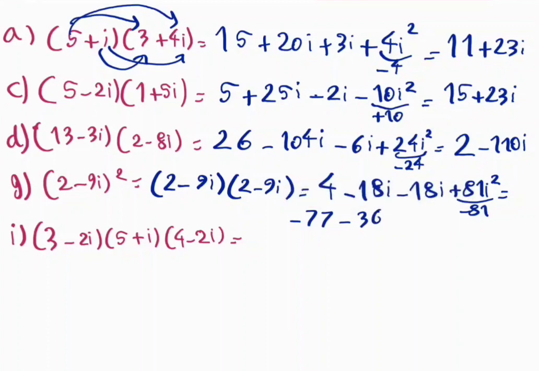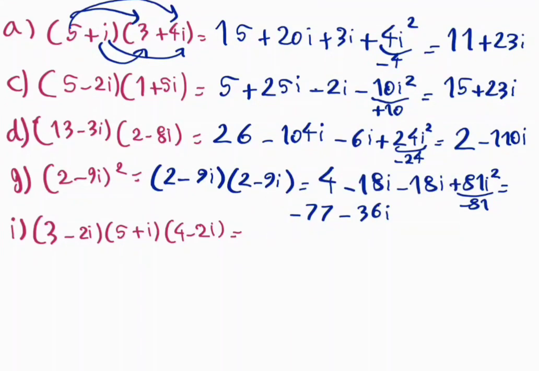And finally I. So this time we have 3 brackets, but hopefully you have noticed that it doesn't make a big difference. We just need to do more calculations and that's it. So we can start with the first 2 brackets. Let's expand the first 2 brackets, and then once we have simplified that, we will multiply the product of these 2 brackets by the third bracket.